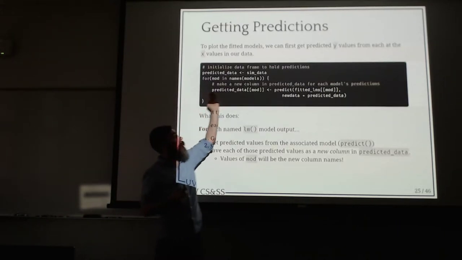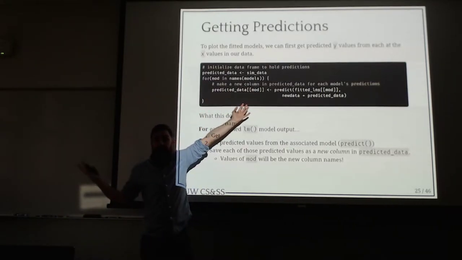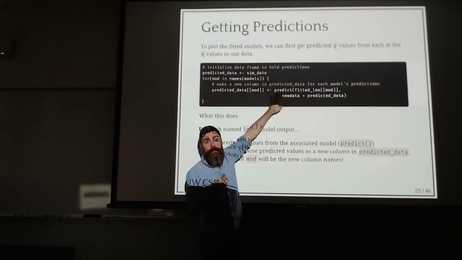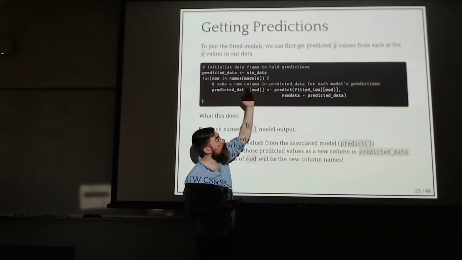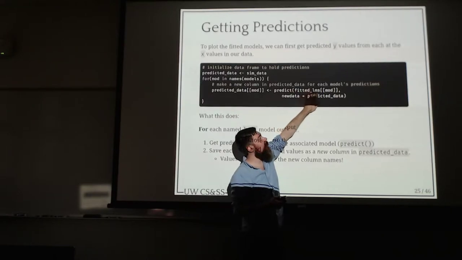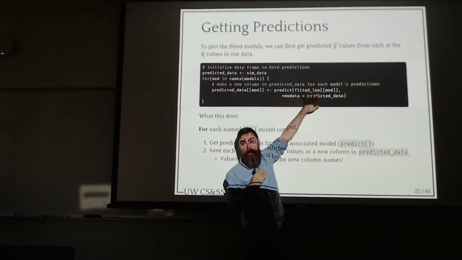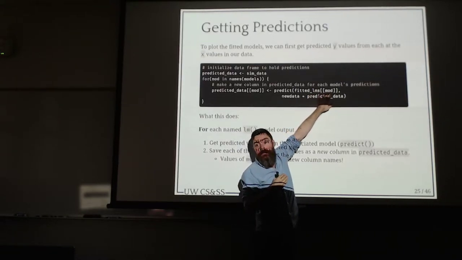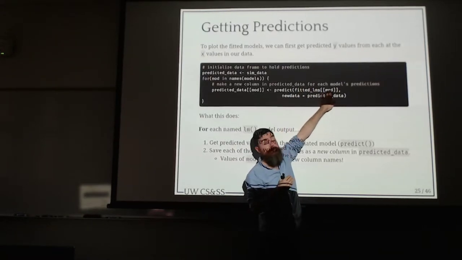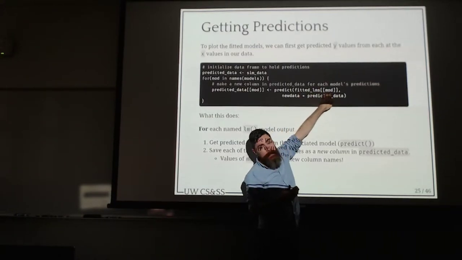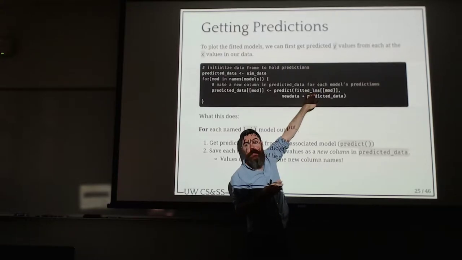So the first column on the first iteration that I'm going to create here is going to be equal to the predict function. Predict is a way to extract predicted values from a regression model. I just say predict fitted LMs mod. Well, fitted LMs here is all the different LM, the linear regression output from all those models I ran a minute ago. They're named. So if I say fitted LMs name mod here, the first iteration mod is going to be intercept only. It's going to look in fitted LMs for the element named intercept only, which is the entire linear regression model we just ran.